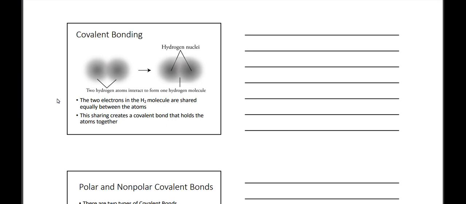If you can't determine if it is a covalent or an ionic bond, it's going to be very difficult, or you're not going to be able to answer those questions. Okay? All right. So let's talk more about the covalent bond.